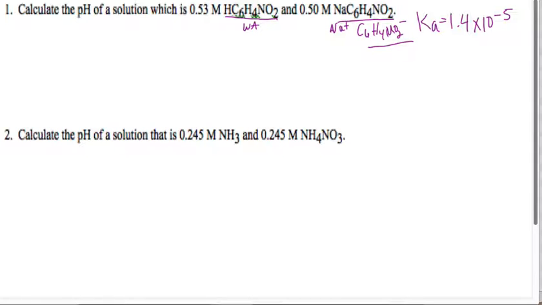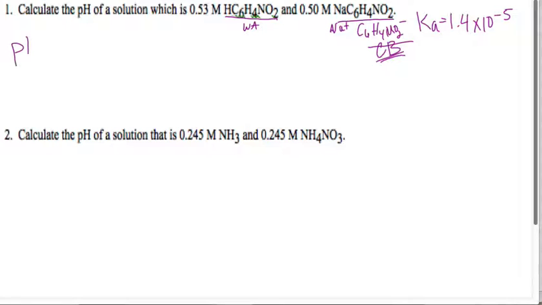You have to pick up on that. This being a salt alone means nothing. You've got to look at the system as a whole thing. So we have a weak acid, and we have a salt that contains the conjugate base. That makes it a buffer. So now all we have to do is plug and chug into Henderson-Hasselbalch.